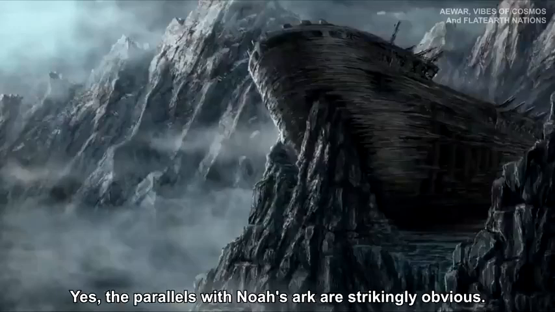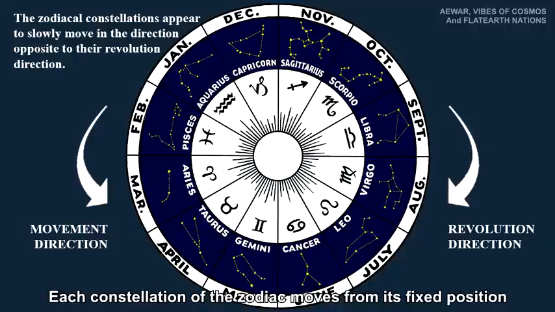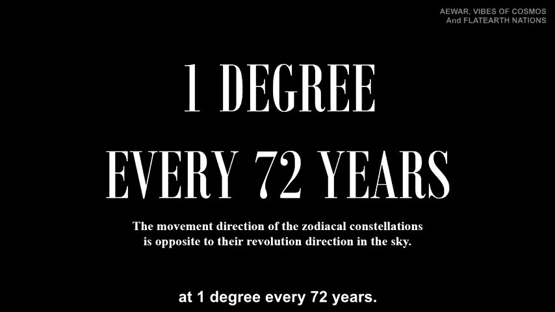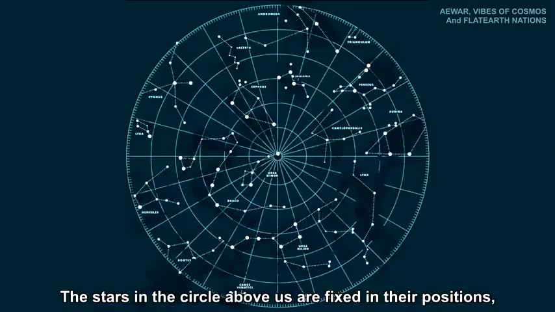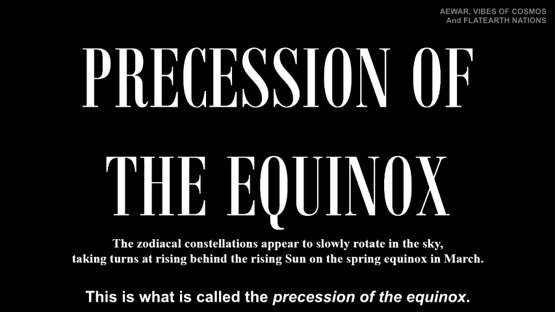Yes, the parallels with Noah's Ark are strikingly obvious. Each constellation of the zodiac moves from its fixed position at 1 degree every 72 years. The stars in the circle above us are fixed in their positions, but every 72 years, the entire circle shifts 1 degree. This is what is called the precession of the equinox.